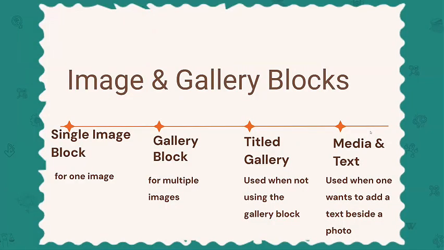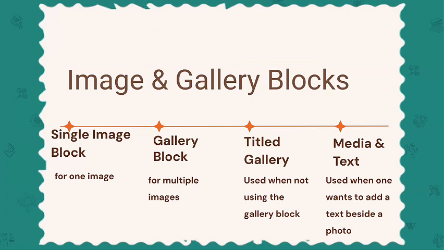Now for the image and gallery blocks, the image block is where you use one single image, like the example I showed you. You just make use of one image. And for the gallery block, it's the same way you flip through your gallery on your phone. You add multiple images for the gallery block.